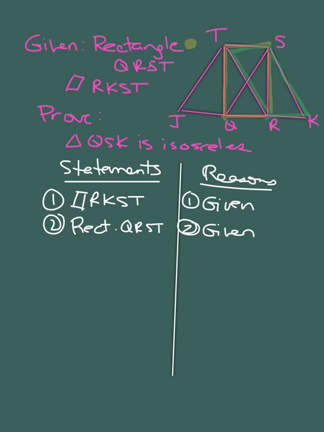And I'm trying to prove that I have an isosceles triangle. So again, I have a lot going on. This triangle QSK is isosceles, and that's what I'm trying to prove. I need to pay attention to the properties of a rectangle and the properties of a parallelogram. I know that with an isosceles triangle, if I can prove that two of those three sides are congruent, then it's isosceles. So that becomes my goal.